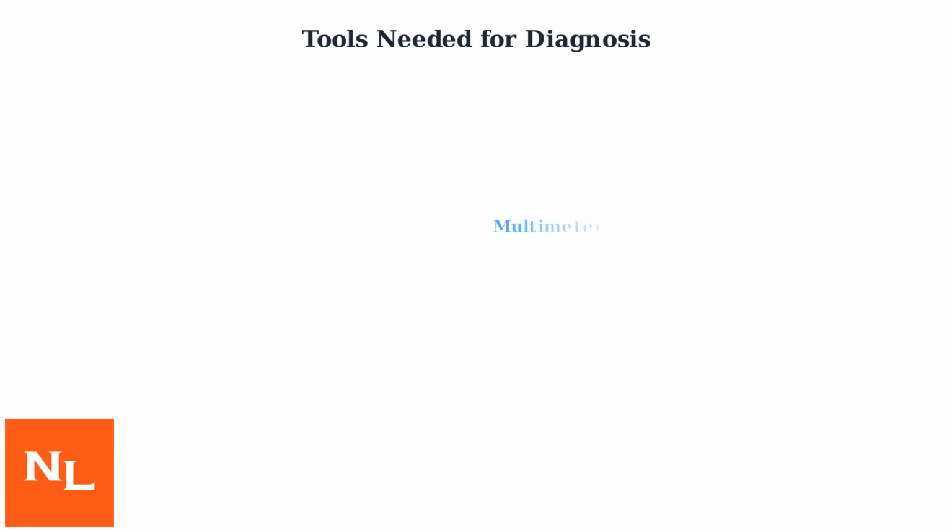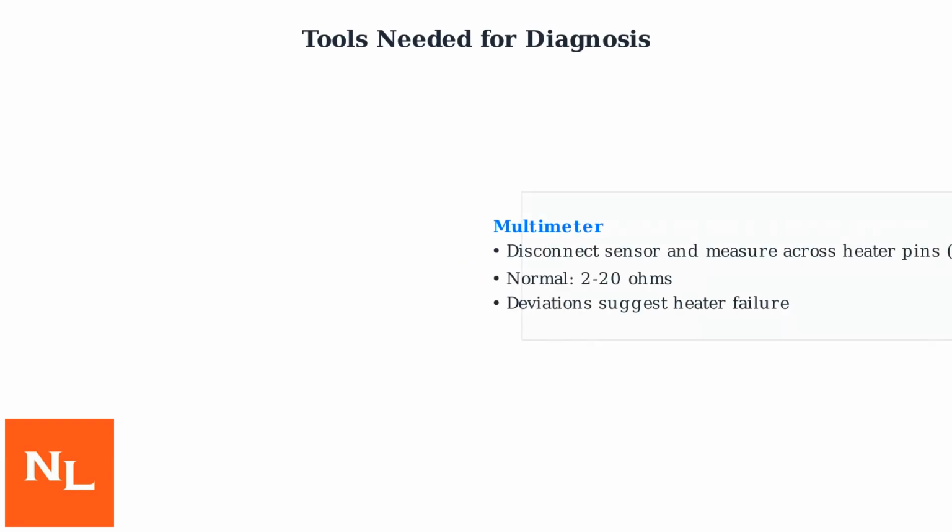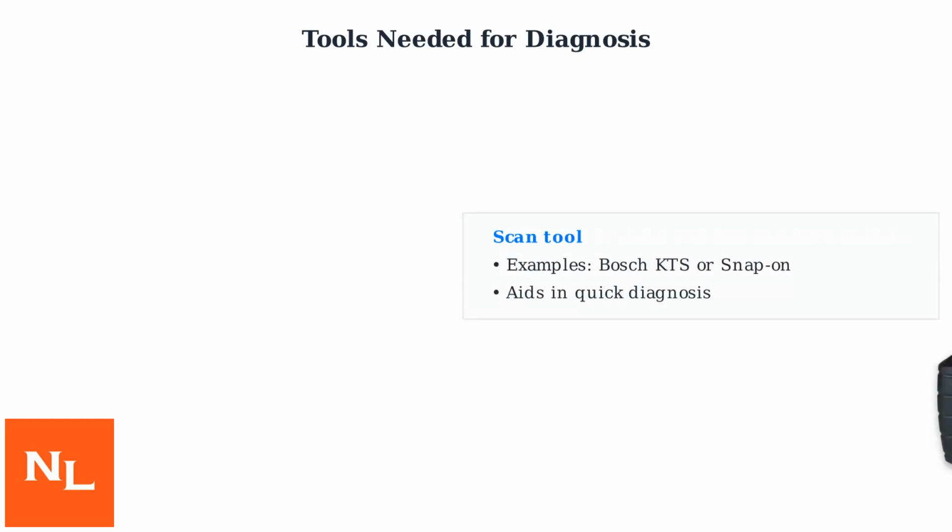To diagnose a P0063 code, you'll need a multimeter to check resistance at the sensor connector. Disconnect the sensor and measure resistance across the heater pins, usually pins 3 and 4. Normal readings are typically between 2 to 20 ohms. Deviations suggest a heater failure. A scan tool, like Bosch KTS or Snap-on, can also provide real-time waveform analysis, aiding in quick diagnosis.